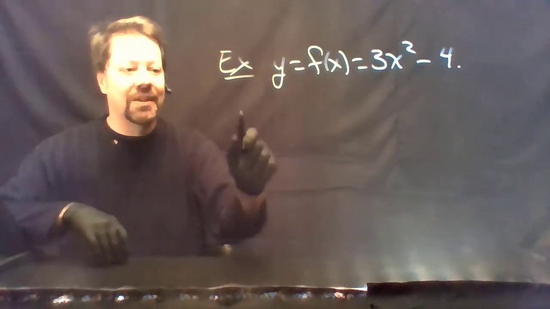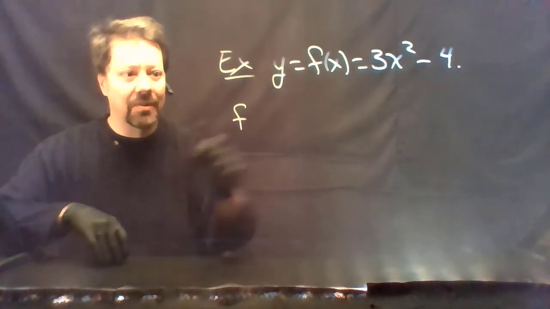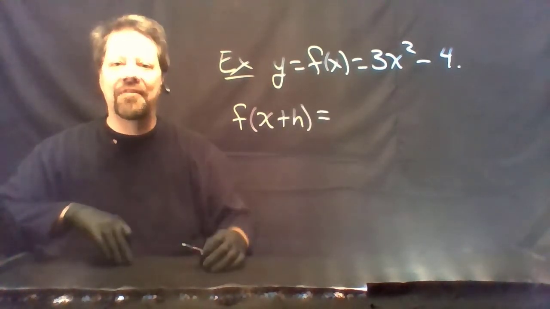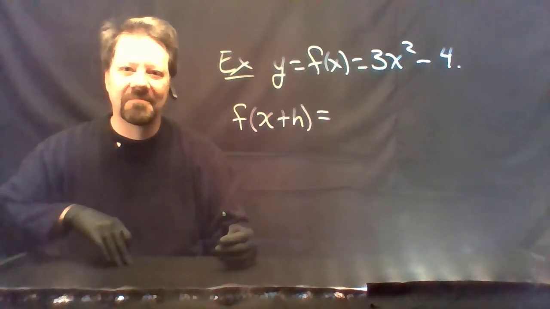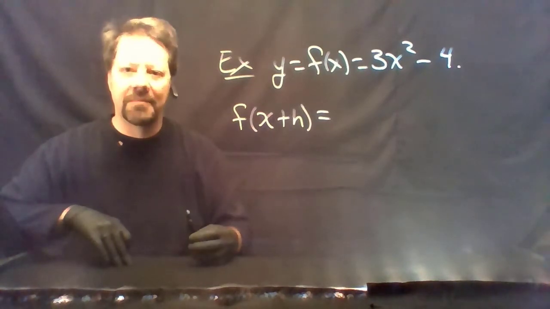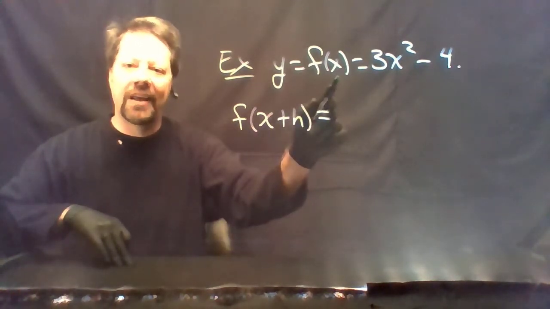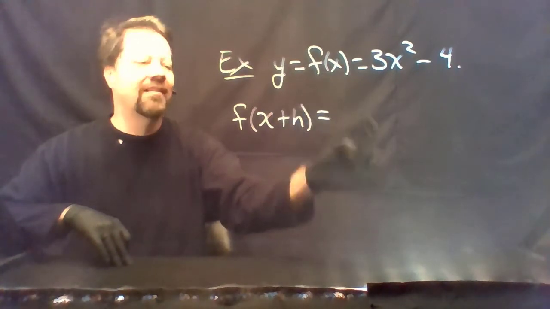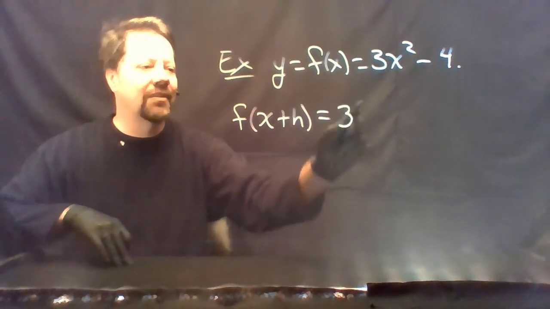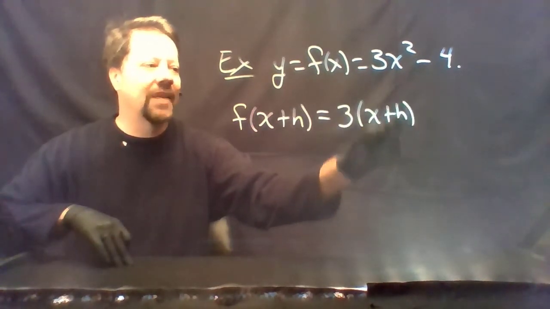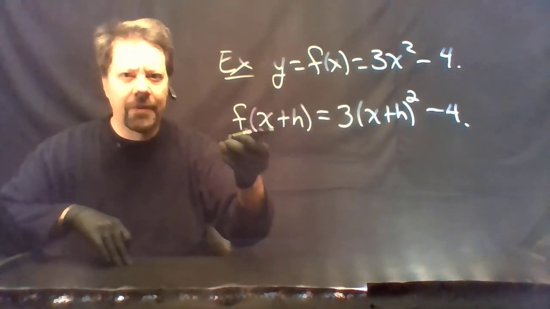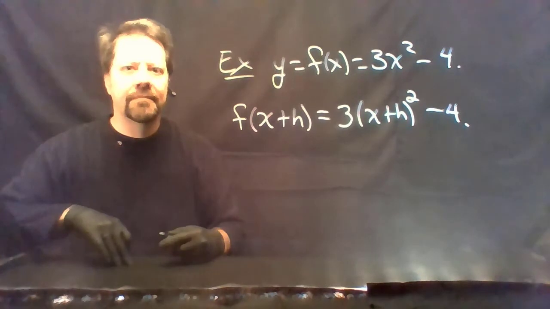Now, where students usually screw up, and this is important, so listen up. What is f of x plus h? Remember, 3x squared minus 4 is an algorithm. It tells you what to do to the things that go into the function f. In this case, x plus h is going in. So what comes out is 3 times (x plus h) squared minus 4. I want you to focus on this until you get it right.